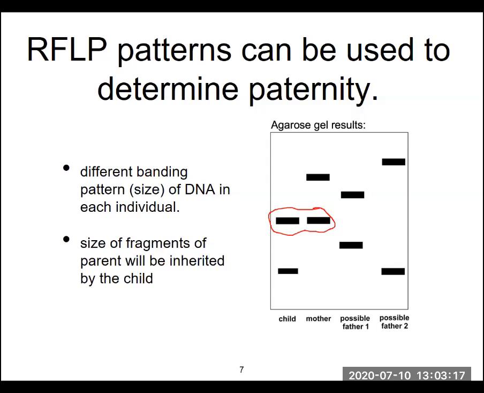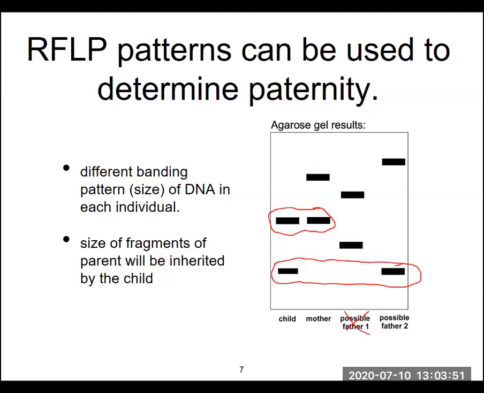And then we look at the other one and say, okay, where's this coming from? Possible father number one doesn't match up with any of these, okay? Possible father number two has a match down here. So that means possible father number one isn't a possible father. Possible father number two could be the father. So we can exclude this person and say he's not the father. We could say, based on this, this person could be the father.